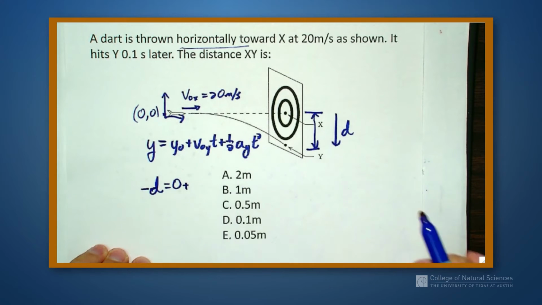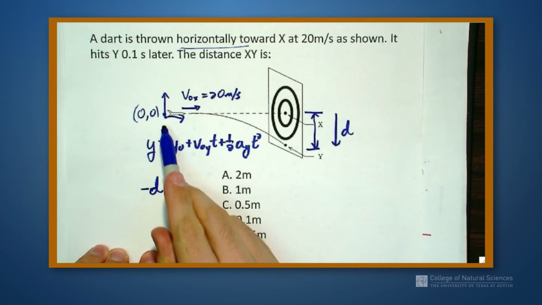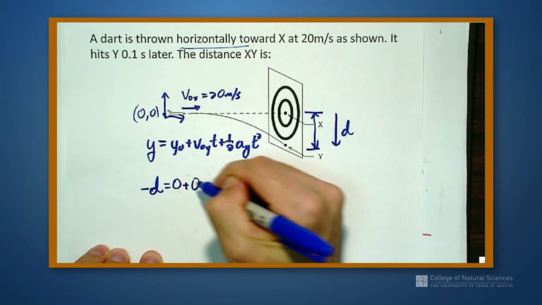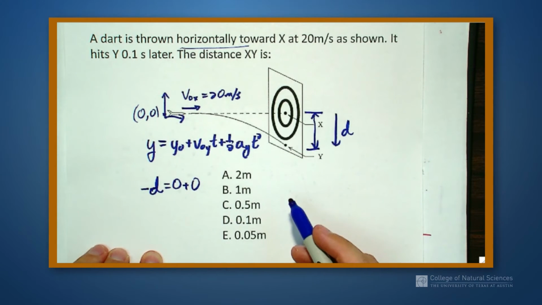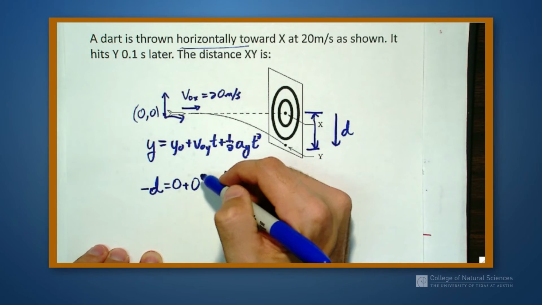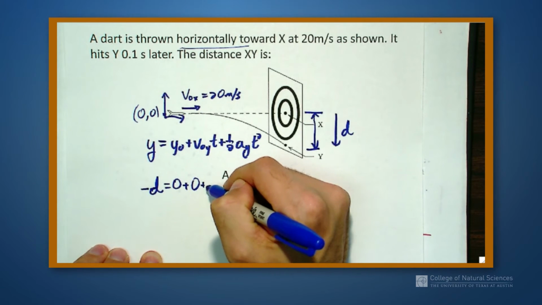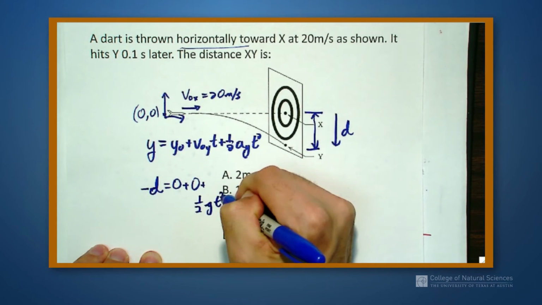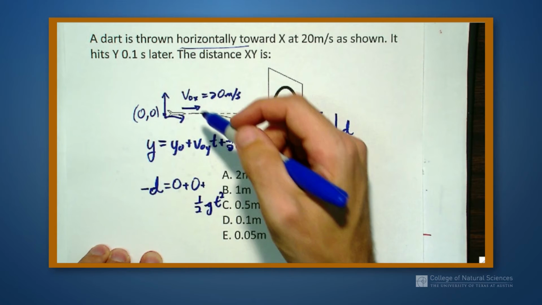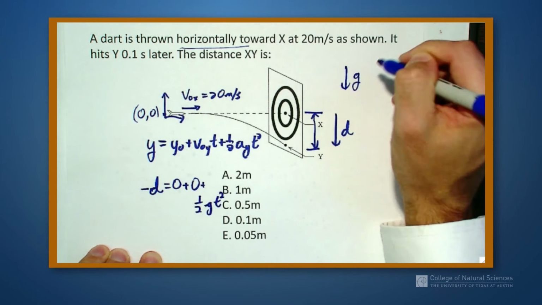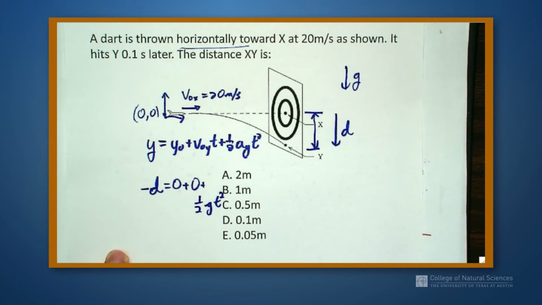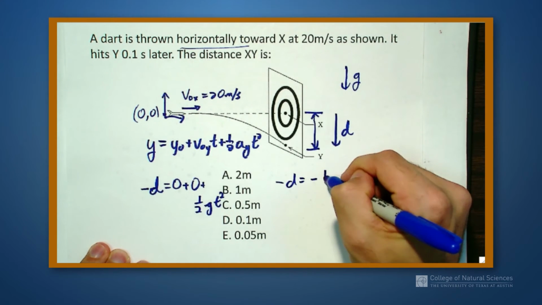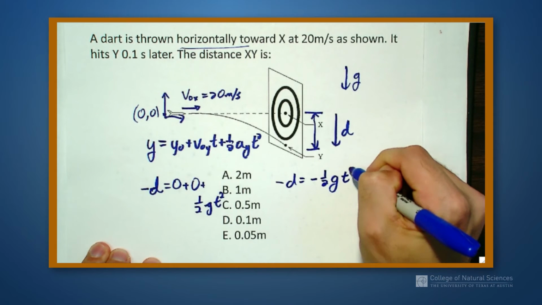My initial velocity in the y direction, I have only horizontal motion. I don't have any vertical motion to begin with. So the second term is 0 as well. And last but not least, I'm going to have 1/2 minus g t squared. My minus g because g points in the downward direction, so I get a minus value. So I get minus d is equal to minus 1/2 g t squared.